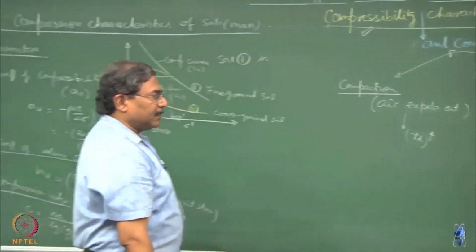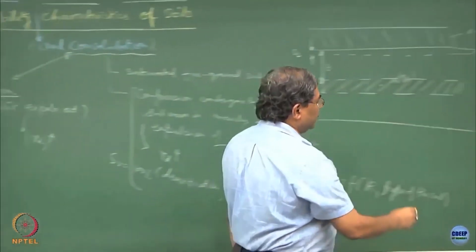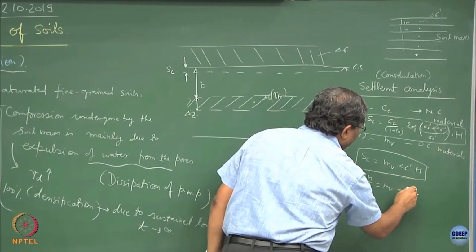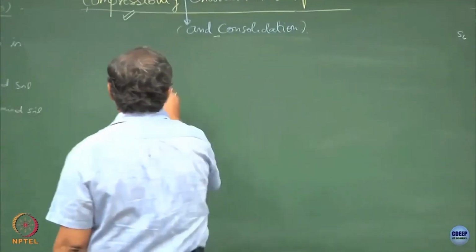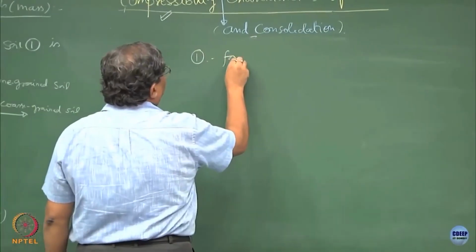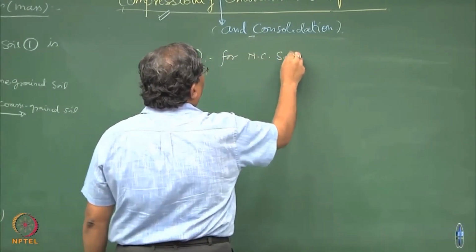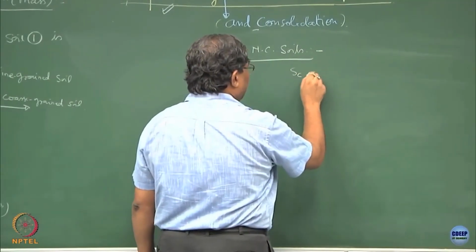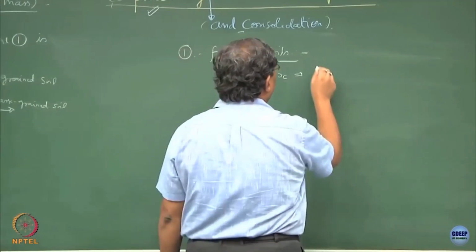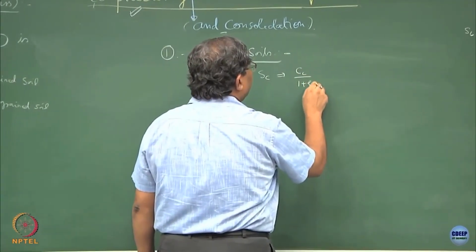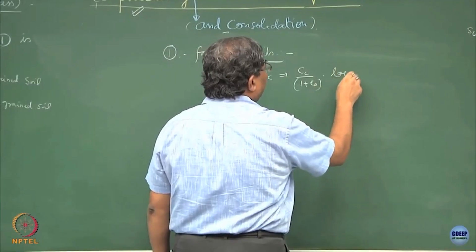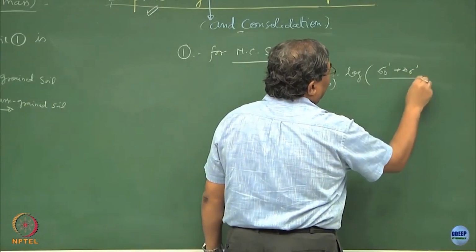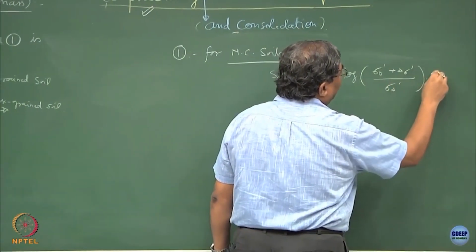How did we get this relationship? Sc is nothing but delta H, and delta H upon H equal to mv delta sigma prime. Do you think it is alright? So, for NC materials, the consolidation settlement is equal to Cc divided by 1 plus e naught into log of sigma naught prime plus delta sigma prime divided by sigma naught prime into H.